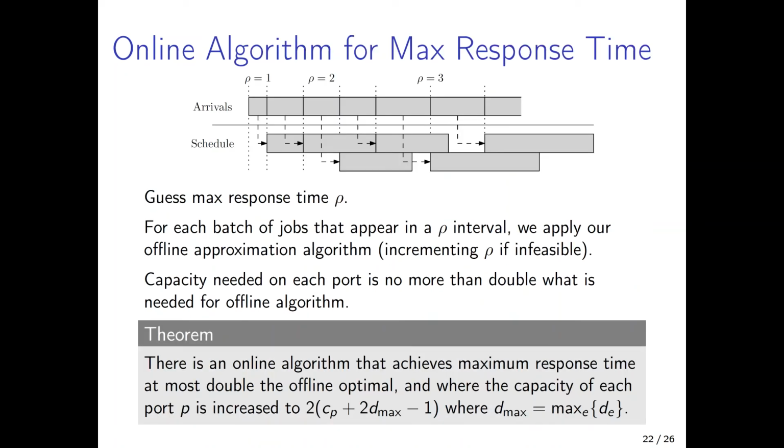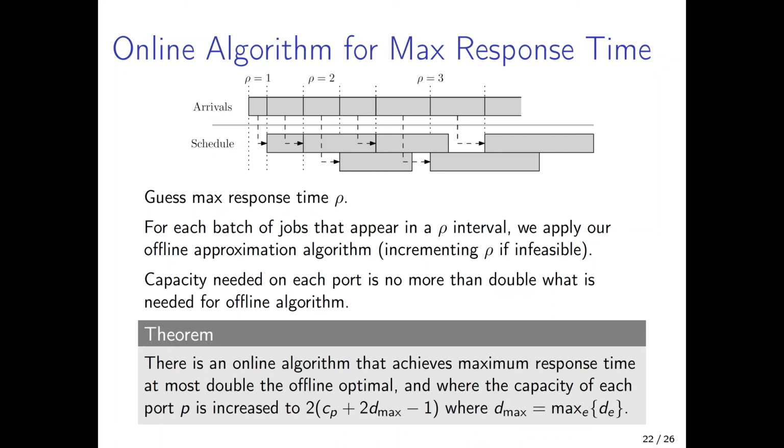Our next theoretical result in the online setting is a competitive online algorithm for maximum response time with resource augmentation. The algorithm uses a guessed maximum response time rho and waits for rho steps, scheduling nothing. After rho steps, it batches all unscheduled jobs and attempts to schedule them using the offline algorithm. If the instance is infeasible, the algorithm increments rho and continues to wait. Otherwise, it schedules the requests in the subsequent rounds.